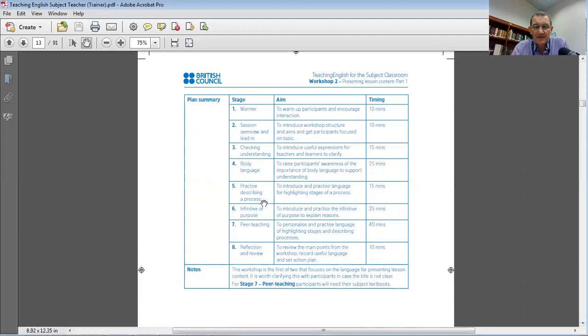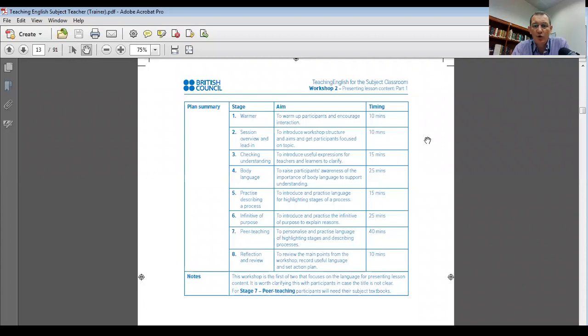So here is the summary of the workshop. It starts with a warmer, a 10-minute warmer, just to get participants into the feeling, get them back into the workshop ambience. Step 2, the overview and lead-in. So to introduce the workshop, its aims, get the participants focused on the topic. So that's 10 minutes. Then checking understanding.